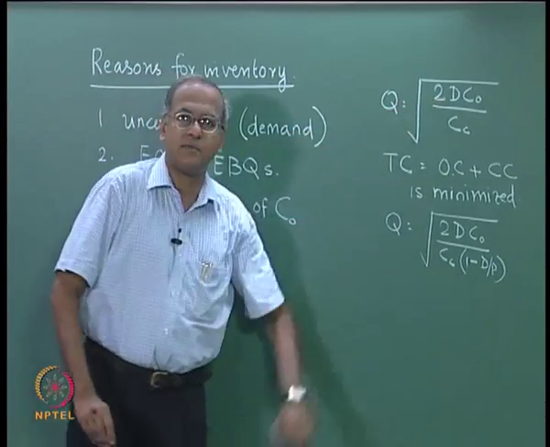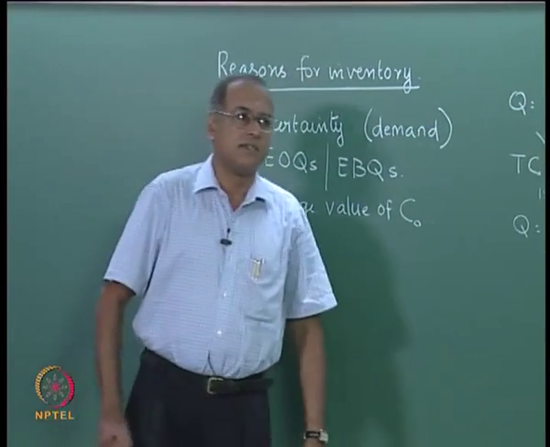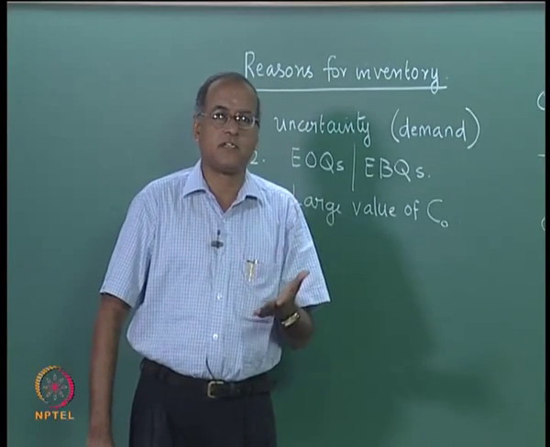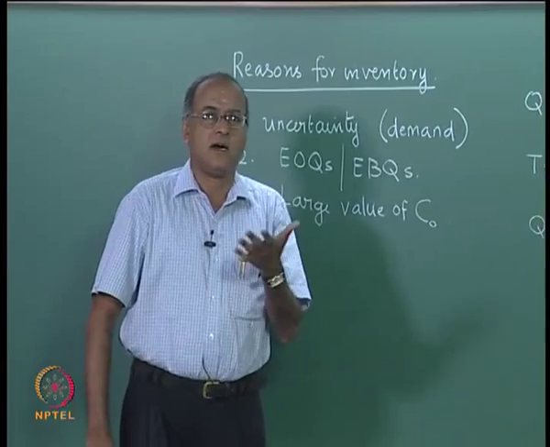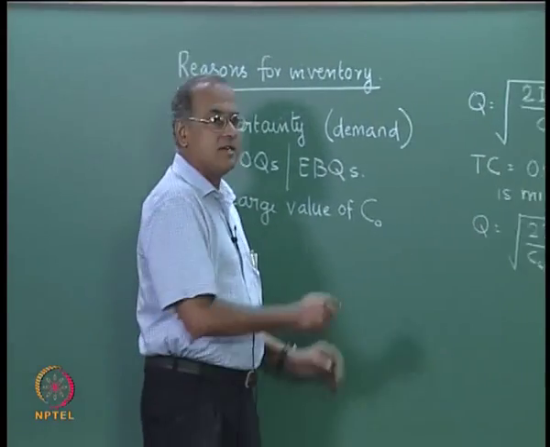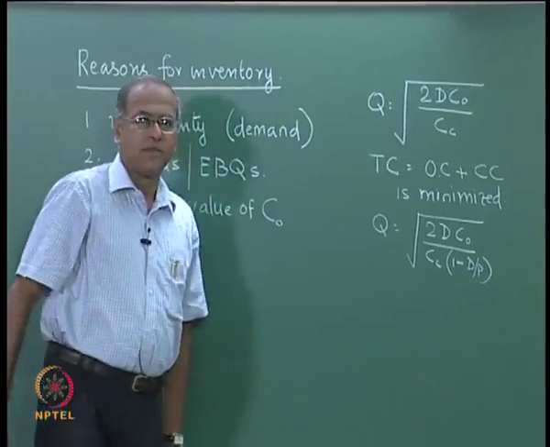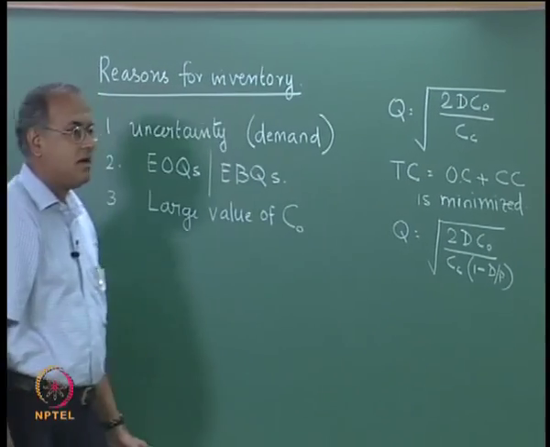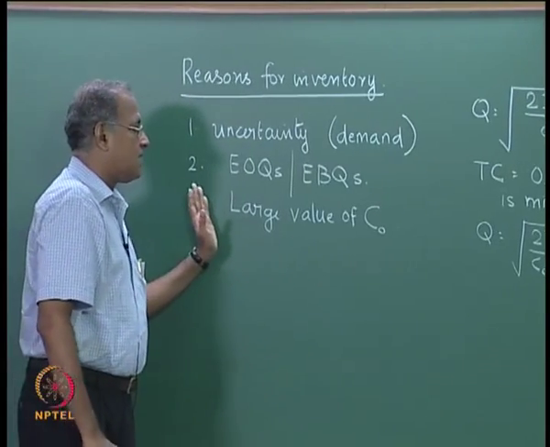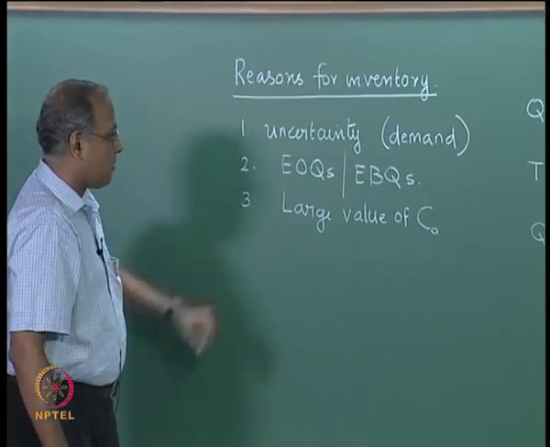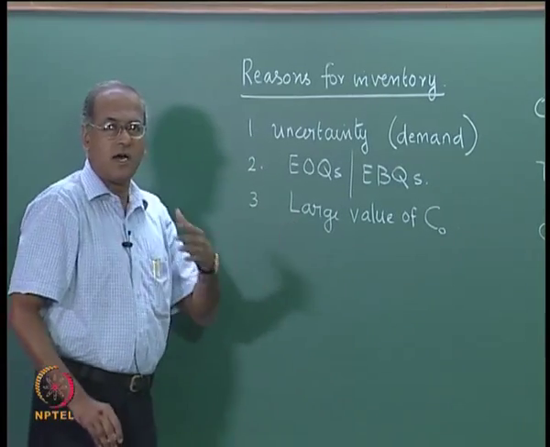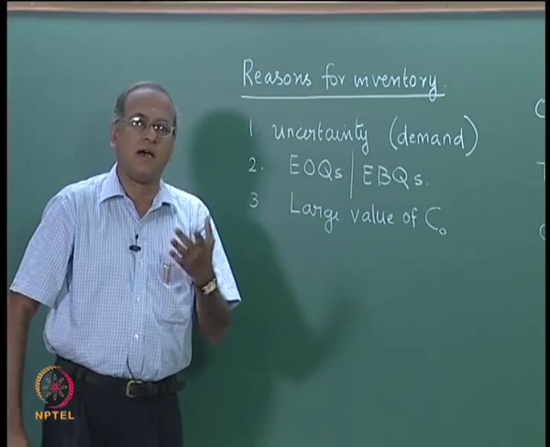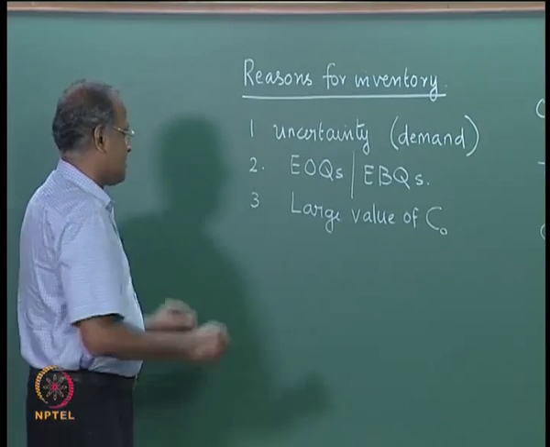In the ordering case, many times C naught was very high because it would also involve costs like transportation, inspection and so on, and these are quite expensive and therefore C naught became very high. So when the value of C naught is high, automatically the value of Q is also very high. So large value of C naught was also a reason for large quantities to be ordered or produced, which resulted in large inventories in the system.